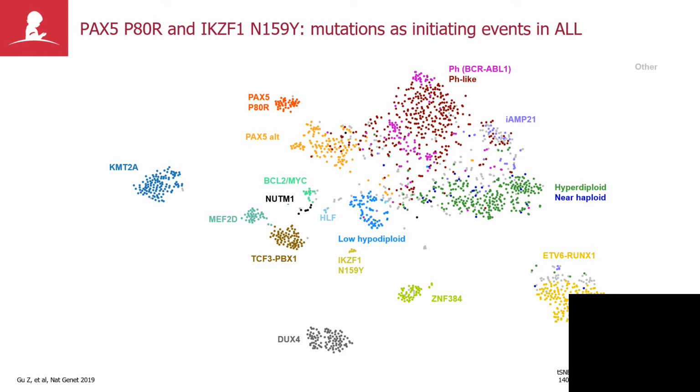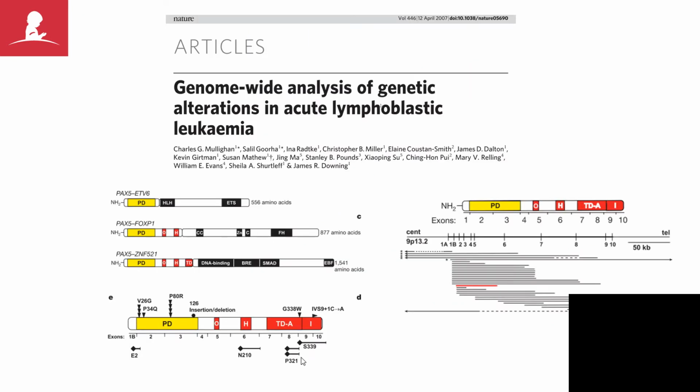A new finding is one that I've mentioned before, which was really not appreciated in ALL, was that it's not just gross chromosomal alterations, but point mutations that can be the first initiating events in leukemogenesis. Two examples of this are the PAX5P80R missense mutation and the Ikaros N159Y mutation. So if we look in a little more detail at this observation, this is not a new phenomenon that PAX5 would be altered in leukemia.